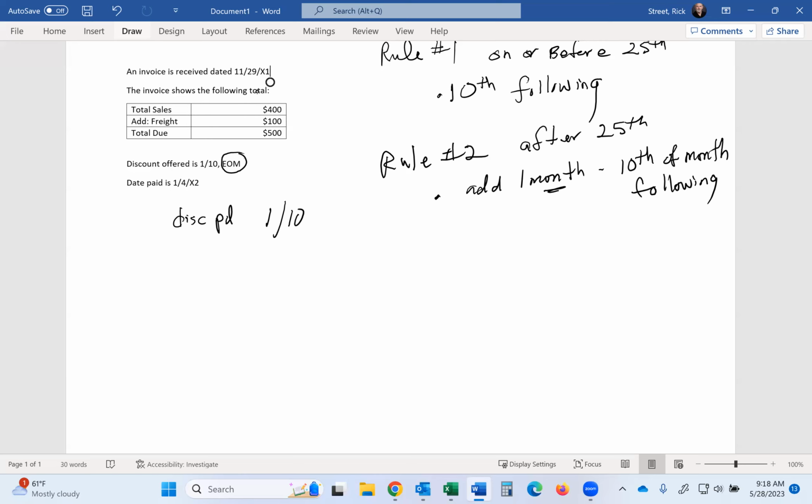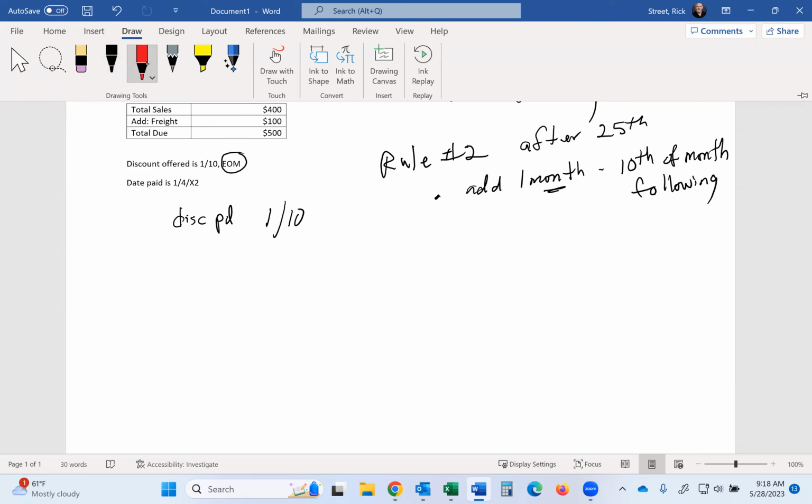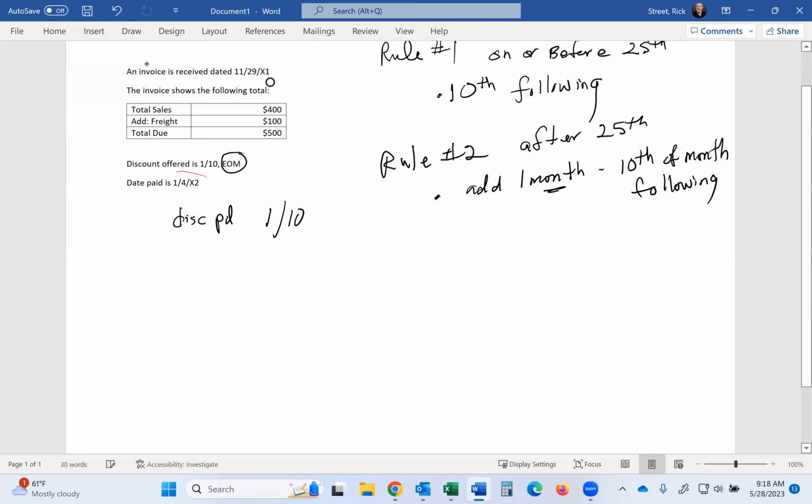In the next step, we simply ask the question, is the date we paid it within the discount period? In this case, it is yes, so we will go ahead and take that discount. Now, the total of the invoice is $500, but we can't take the discount on $500 because freight is in there, and you can never take a discount on freight. So we're going to take the discount on $400 times 1%, which is equal to $4.